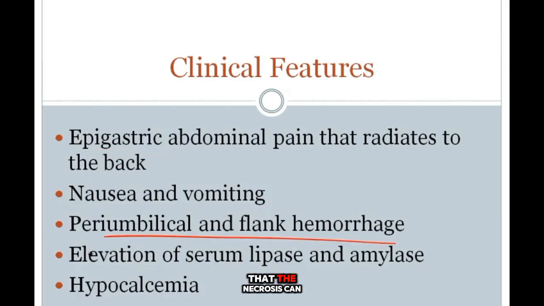The idea here is that the necrosis can spread into the periumbilical soft tissues in the retroperitoneum, giving you this periumbilical and flank hemorrhage as you get destruction of the blood vessels in this region as well. Laboratory examination would show an elevation of serum lipase and amylase.